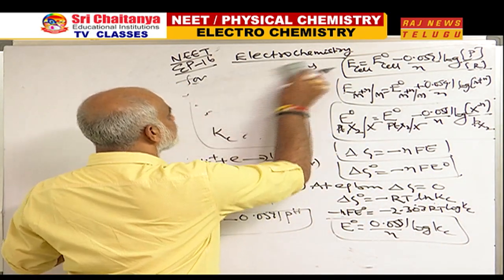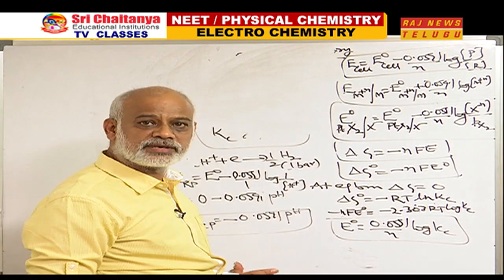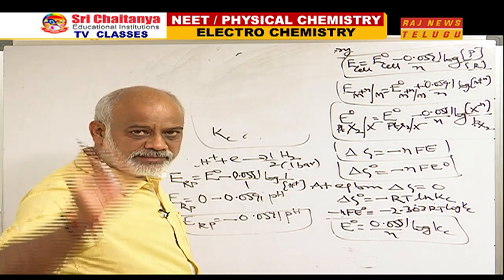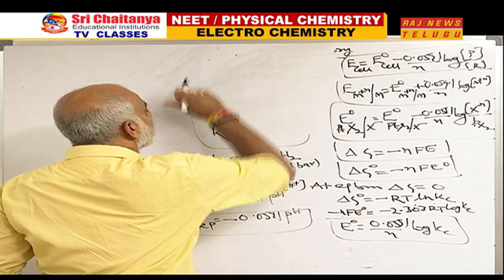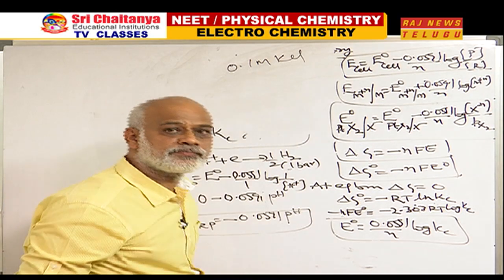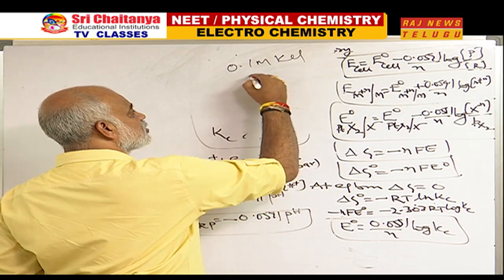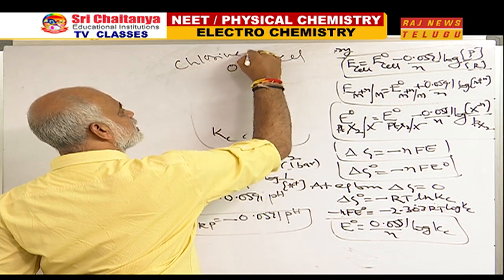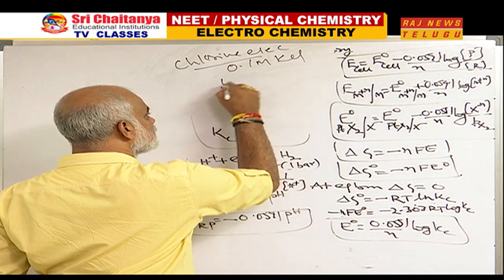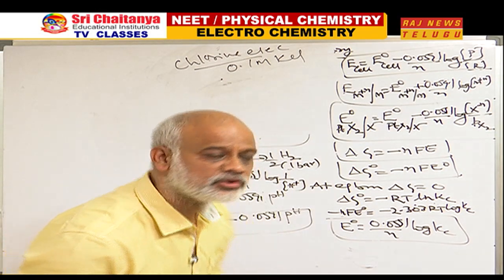Now, for the problems to be done, I am keeping it for a little time because some of you may want to note it down slowly. Let us say a problem has to be done. I am addressing a problem here. Let us say 0.1 molar KCl is taken, in which a chlorine electrode is in contact with the 0.1 molar KCl, with the gas bubbled in.